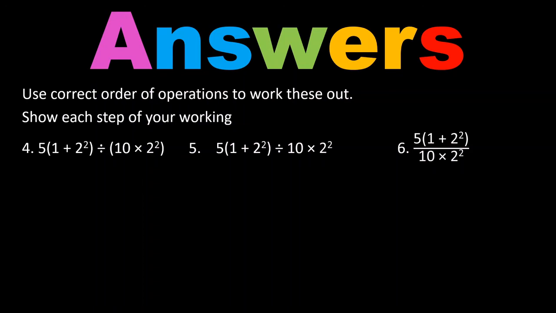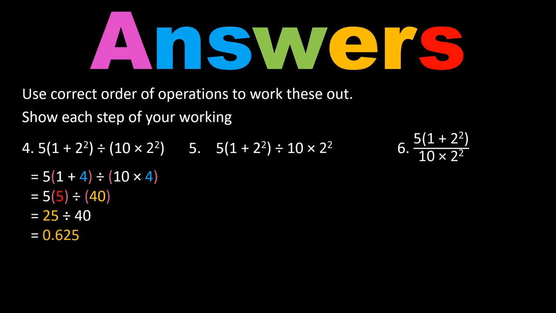Inside those brackets, I see exponents. I still have brackets, and inside those brackets, I see an addition in the first one and a multiplication in the second one. Next, I've got a number in front of a bracket. That means multiplication, and I'll go multiplying before the division that comes after it. And then I'll finally do my last operation, my division.